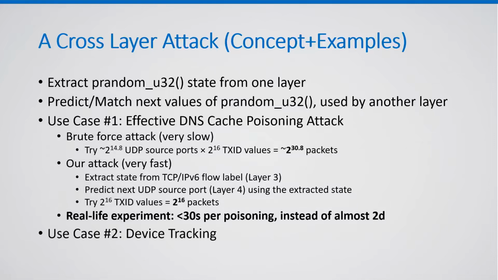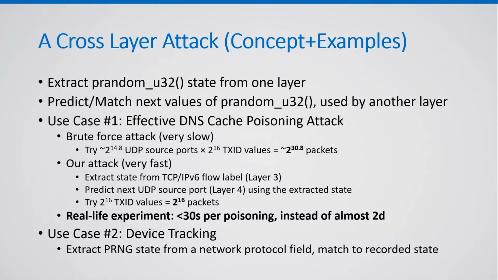Our second use case is device tracking, in which the attacker extracts the Prandom U32 state from a network protocol field and matches it to a recorded state from a previous visit of the device. In this way, the attacker can track devices across IPv4 and IPv6 networks and across TCP and UDP connections.